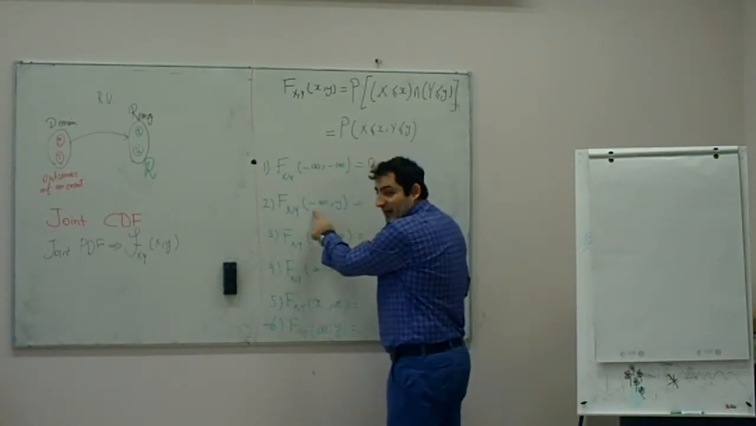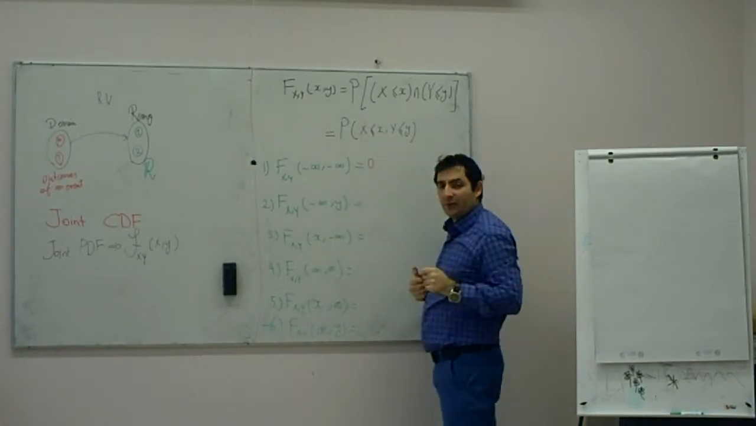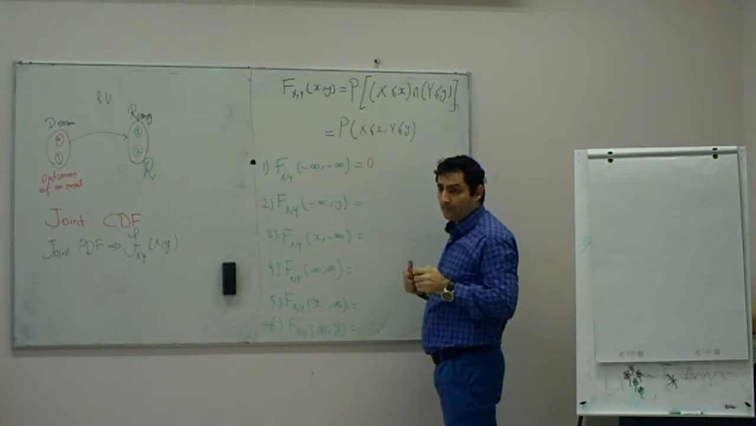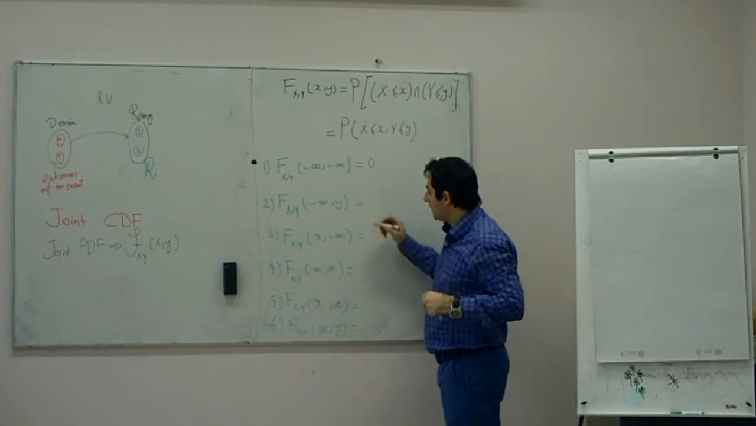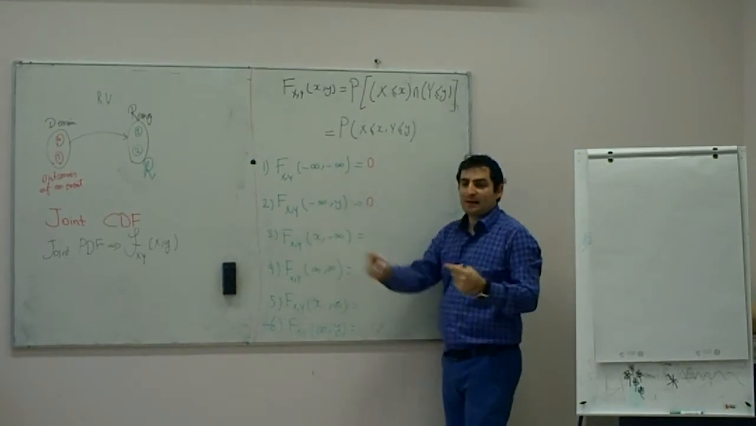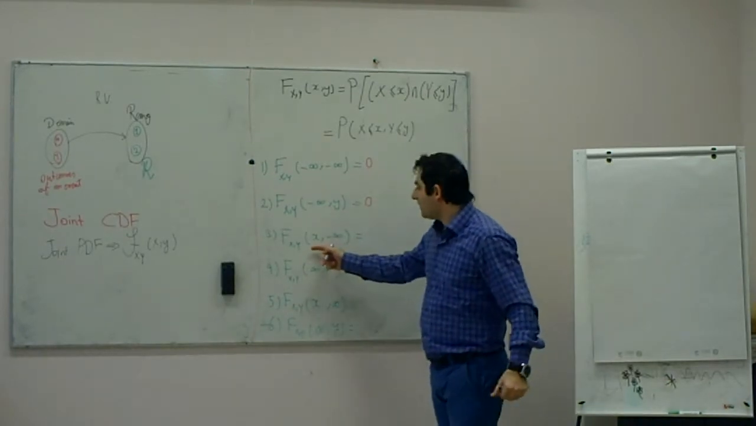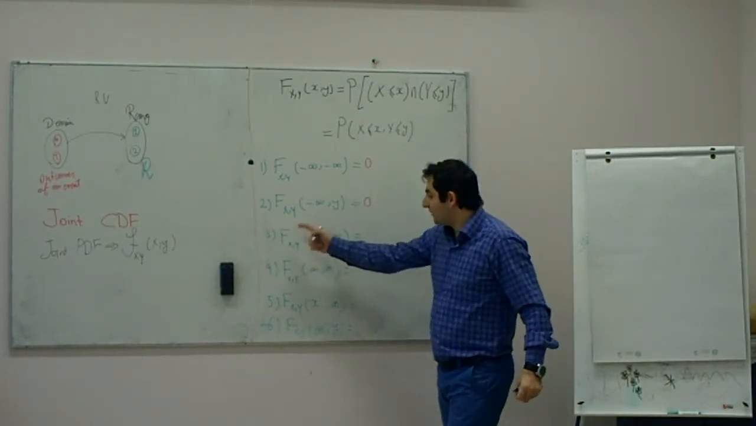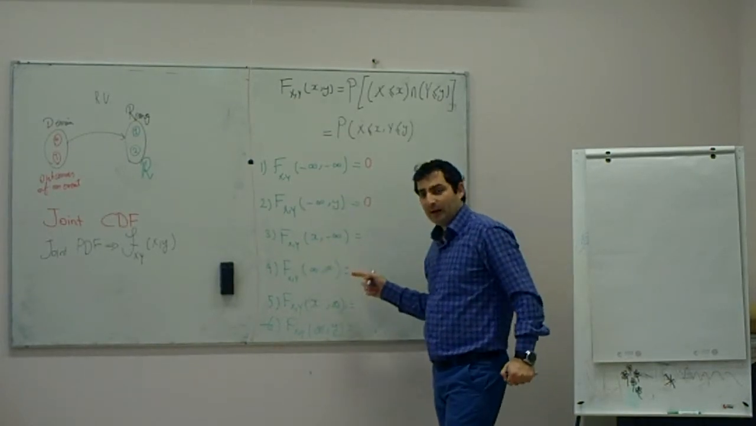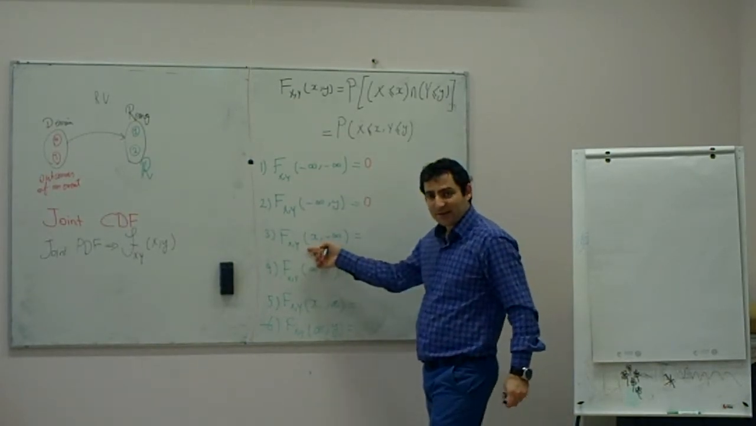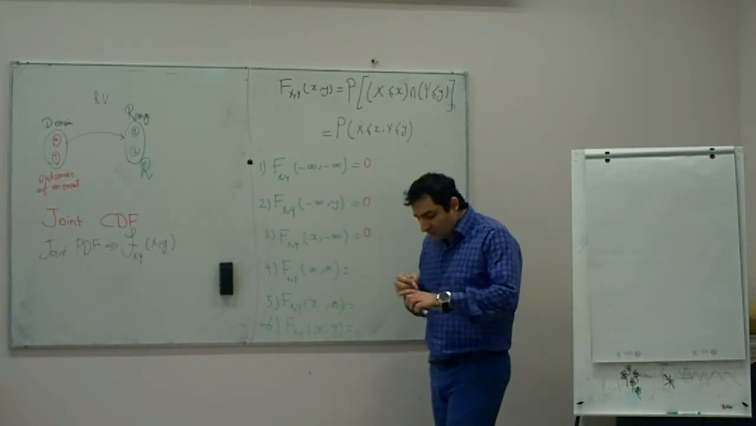The probability X is less than minus infinity and Y less than y. What is it? It will be 0 because X less than minus infinity is not possible. So similarly, what about the joint distribution function of x and minus infinity? It means the probability of X less than x and Y less than minus infinity, which is 0.